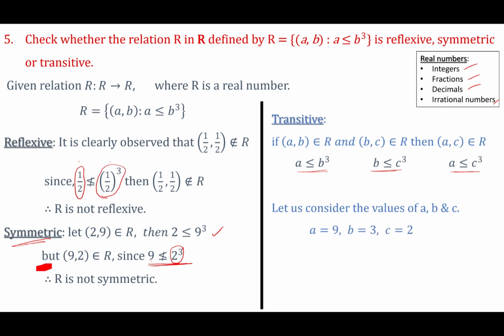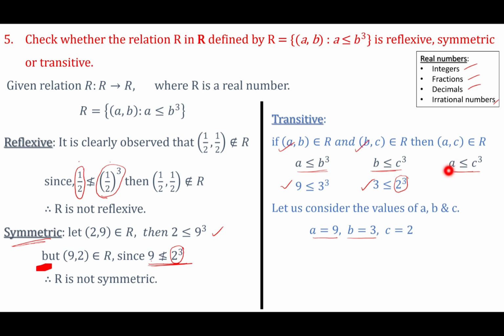Now if A is 9 and B is 3, this condition is satisfied, because 9 is less than or equal to 3 power 3. 3 power 3 is nothing but 27. Yes, this satisfies. So A comma B belongs to R. Now come to the second condition. B is less than or equal to C power 3. So B is 3, less than or equal to 2 power 3. Yes, it is true, because 2 power 3 is 8. So 3 is lesser. So this condition satisfies. B comma C belongs to R.